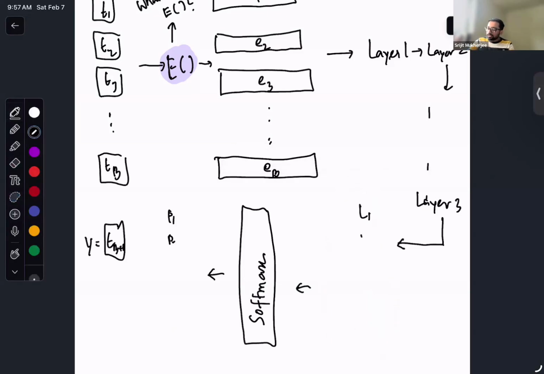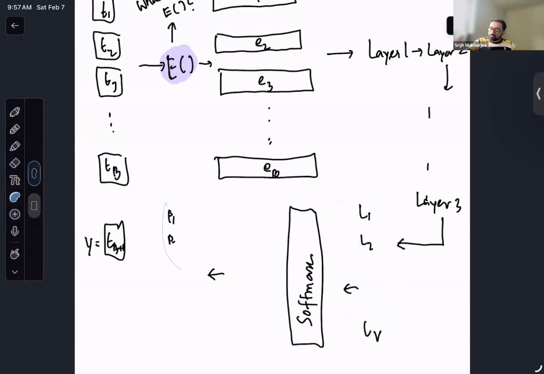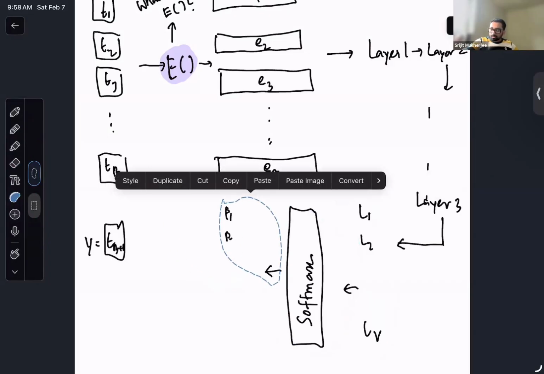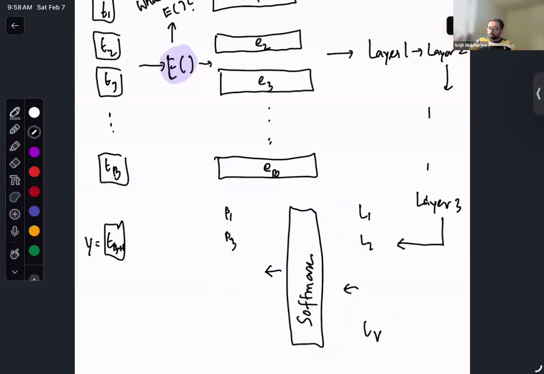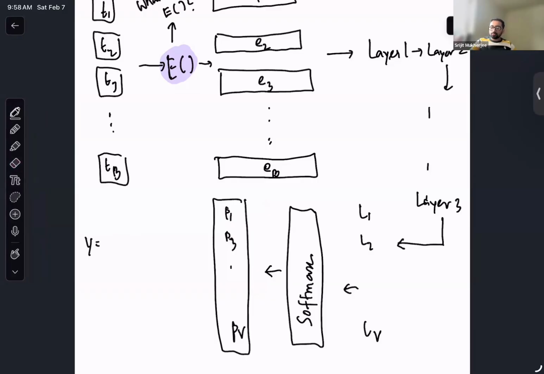This is L1, L2, probably a logits over all the vectors, the entire V. And if you do softmax, you get the probabilities over all the vocabulary. V is the vocabulary, the number of elements, so P_V. You get the probability distribution over all the vocabulary. Now let's say T_B plus 1 is, let's say, the 10th one.